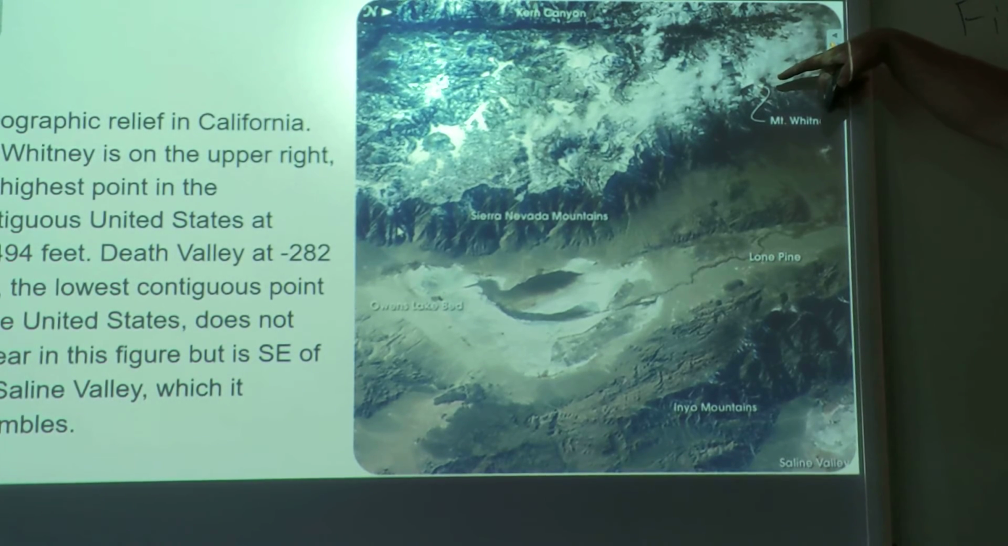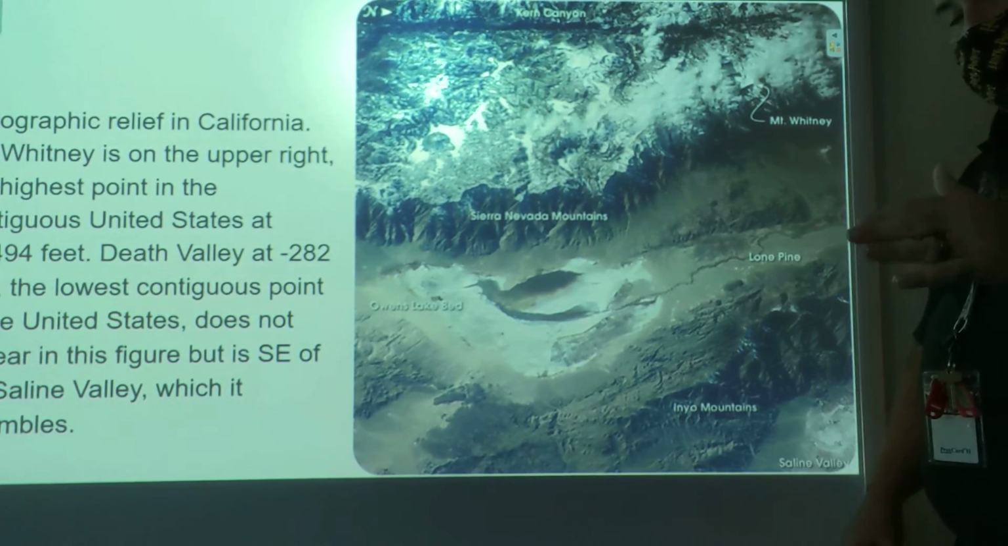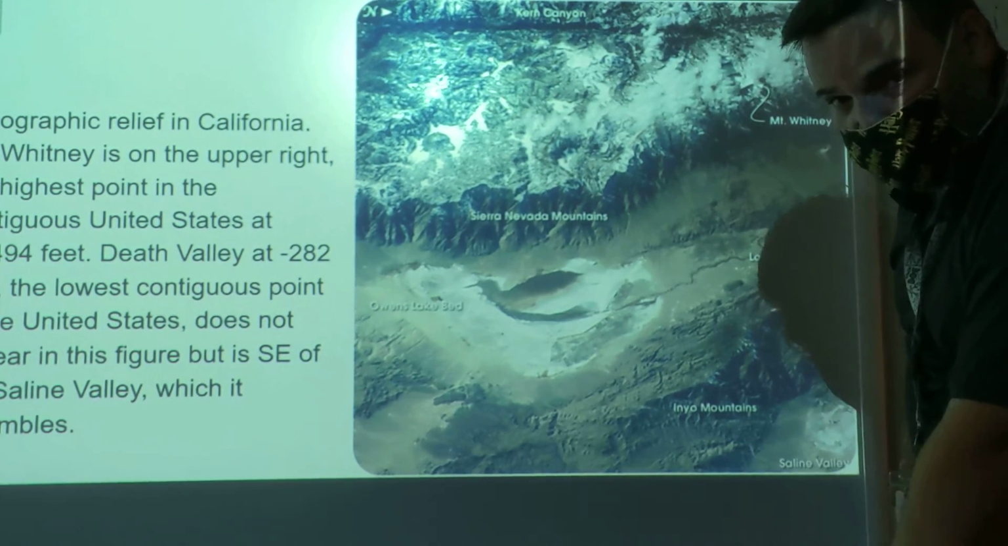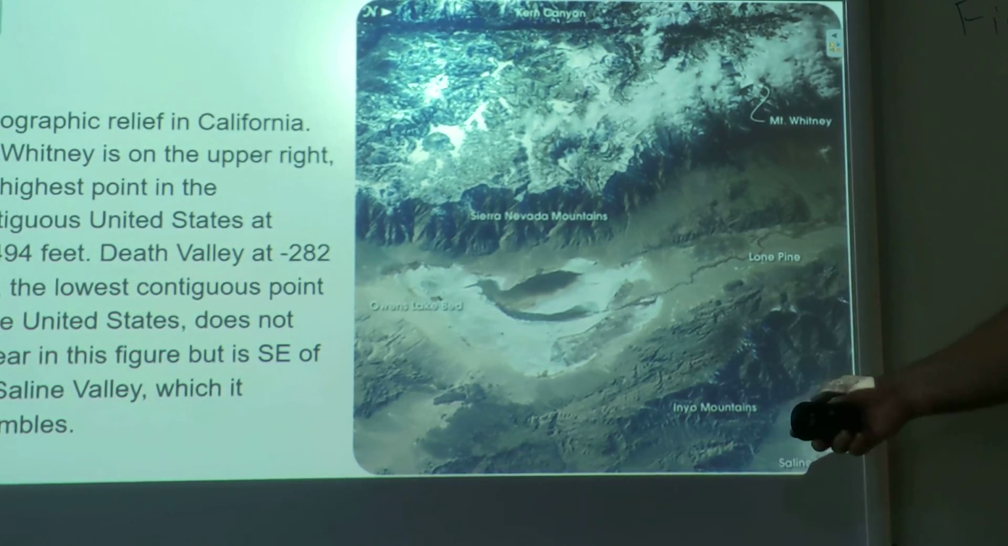Mount Whitney here is 14,494 feet above sea level. The highest point in the continental U.S. Down here is Saline Valley, so that's lower than the mountain. It's a valley, by definition. And somewhere farther southeast of Saline Valley is Death Valley, which is 282 feet below sea level. So that means it would be like 1,800 feet below the top of Mount Whitney.